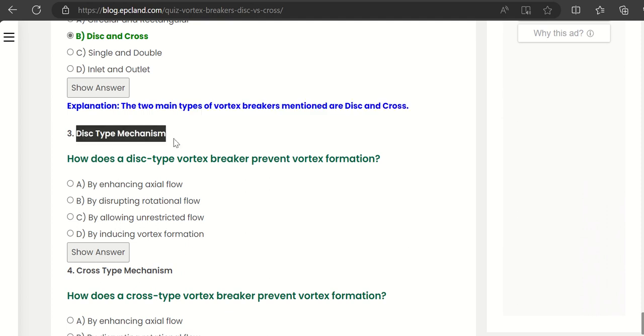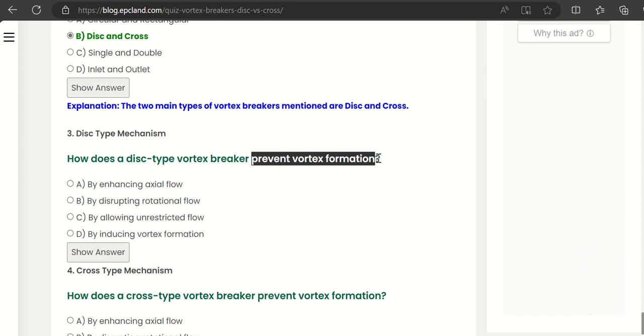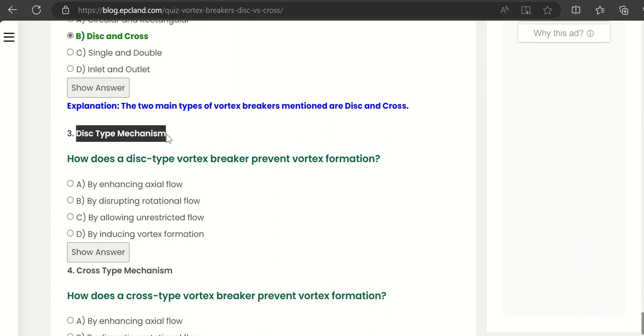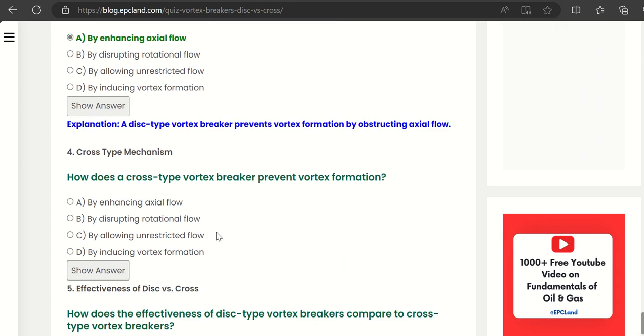Now let us talk about the mechanism, how these disc type vortex breakers work. How does a disc type vortex breaker prevent vortex formation? The main agenda of a vortex breaker is to prevent the formation of any kind of vortex. How does the disc perform its function: by enhancing axial flow, by disrupting rotational flow, by allowing unrestricted flow, by introducing vortex formation? No. So we know this is the answer. We know the disc is obstructing the axial flows.